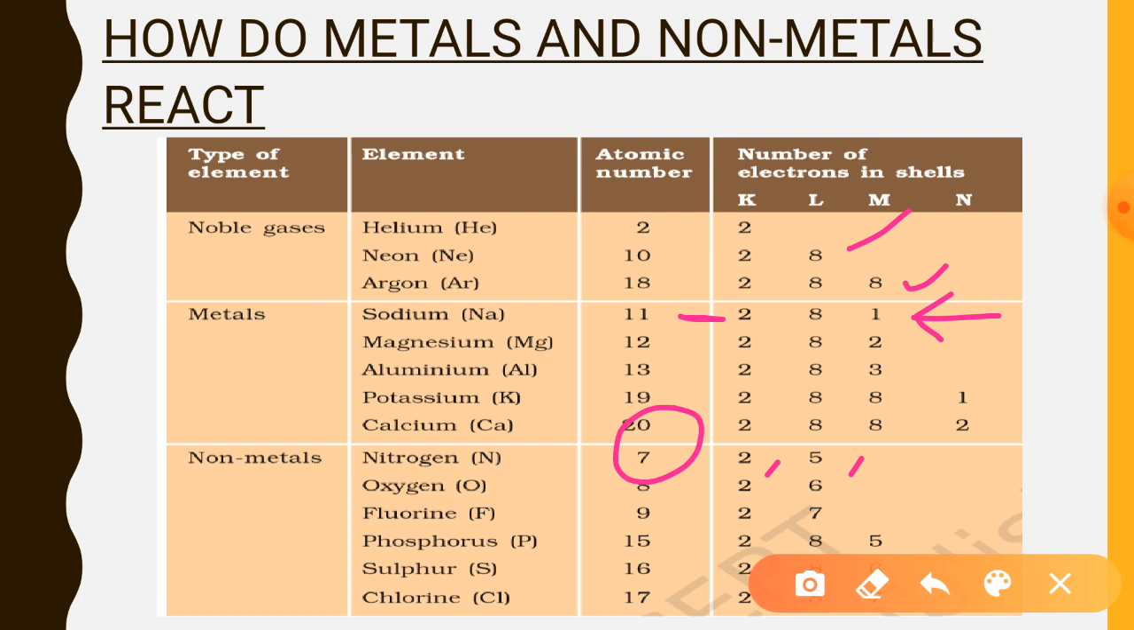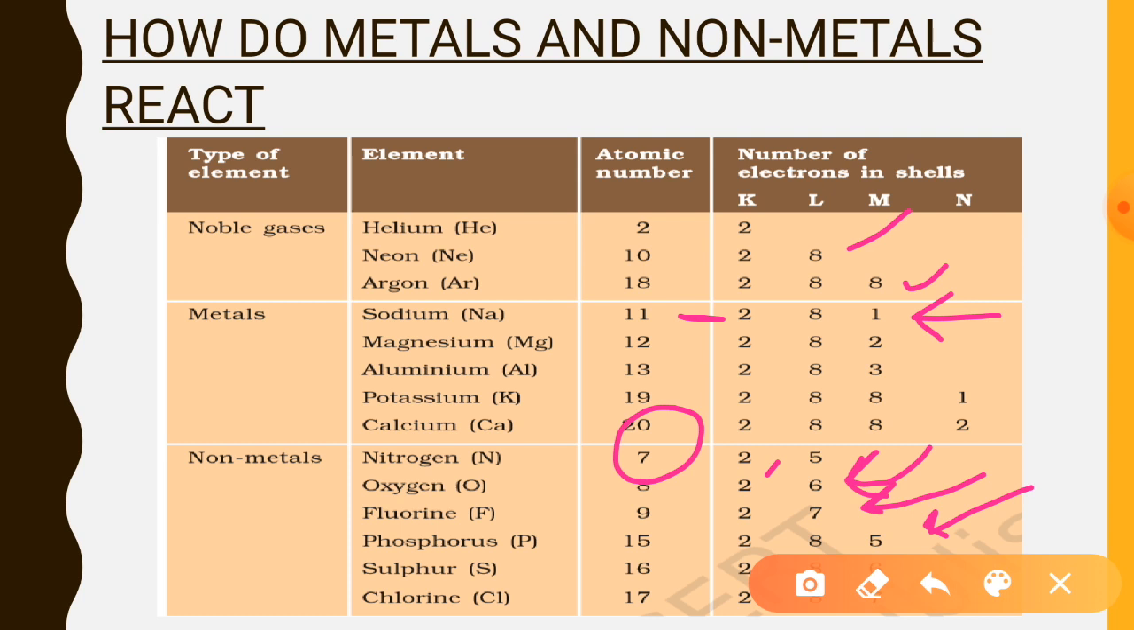Obviously you will say gaining 3 electrons is much easier. So nitrogen will gain 3 electrons. Similarly, oxygen will gain 2 electrons. Now fluorine has 7 electrons, so it will gain 1 in order to be completely filled, just like the noble gases.